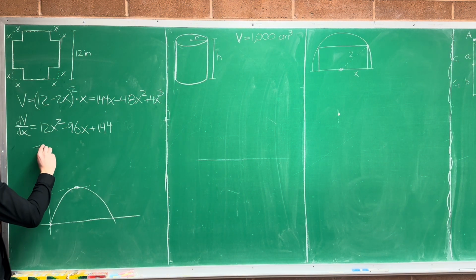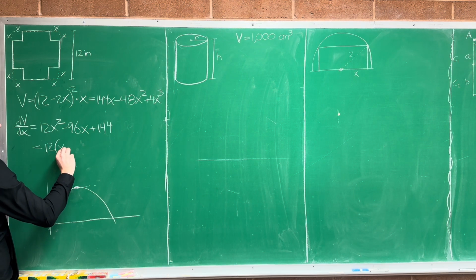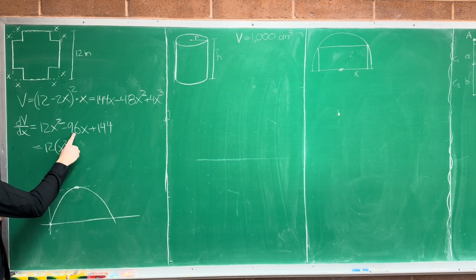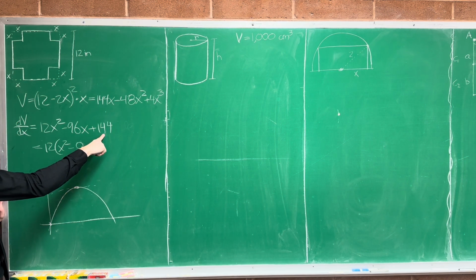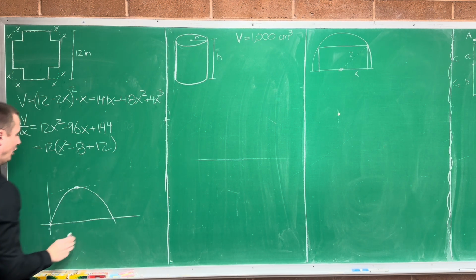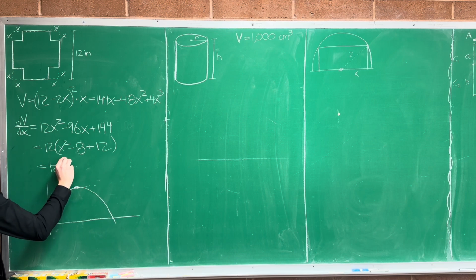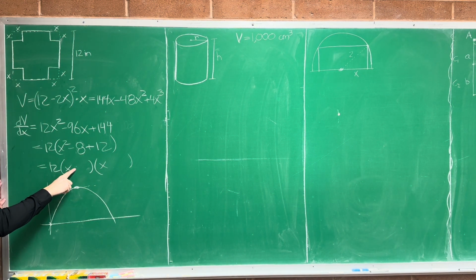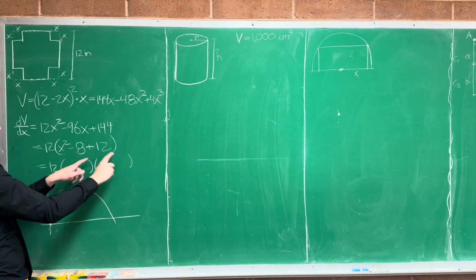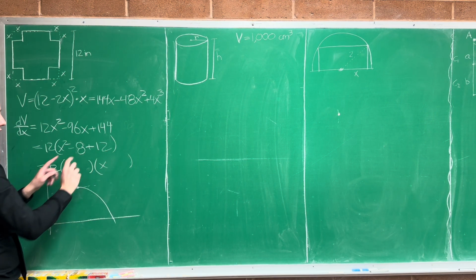Let's factor 12 out of everything. So that's going to be 12 times, we have x squared minus 8x plus 12. Now we want to factor that. So I'm looking for 2 numbers that, multiplied together, give me 12, and added together give me negative 8.